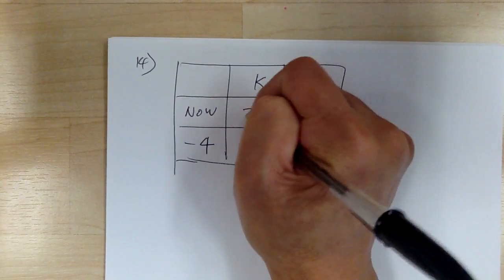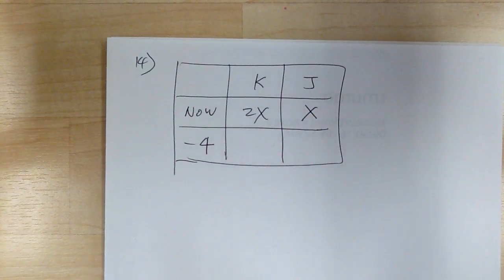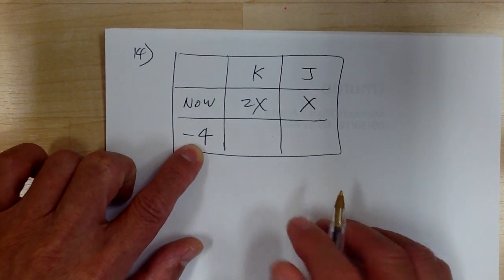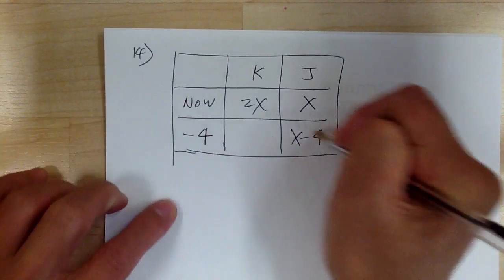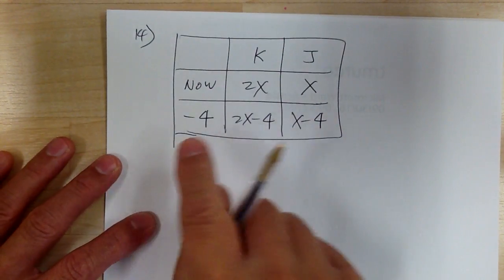So you can call it x, and this is 2x, right? Again, Kelly is twice Judy. You use a second person as x. So now, again, don't read anymore. You got to use this information to complete the table. So it would be x minus 4. This would be 2x minus 4, okay? So now let's go and do the next part.